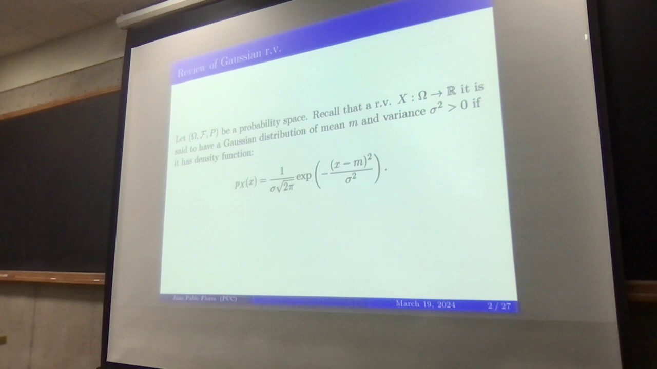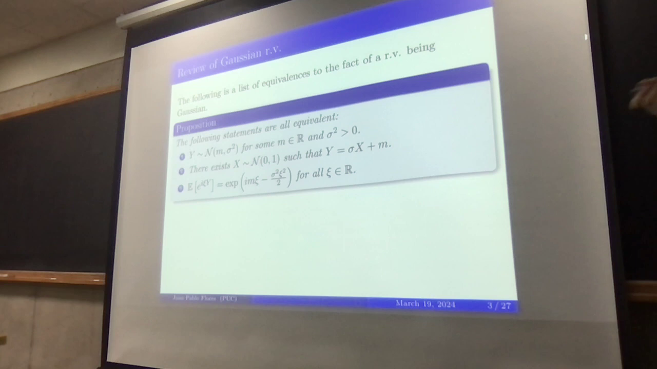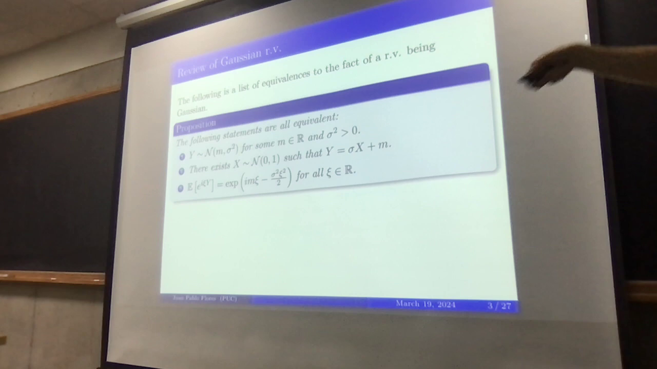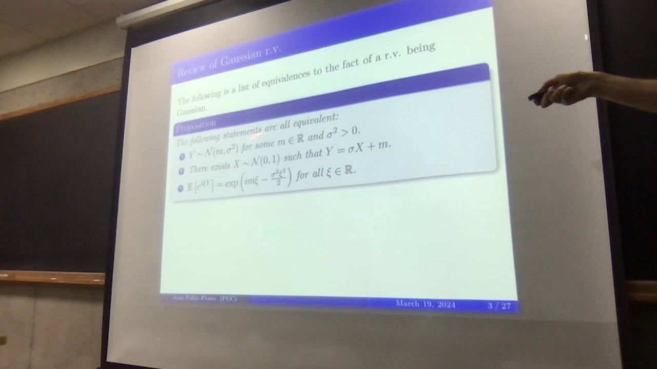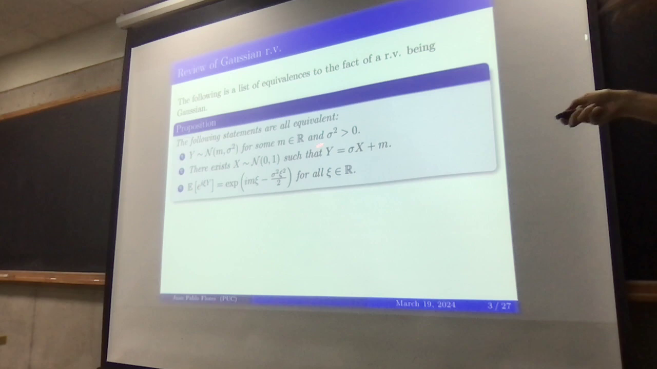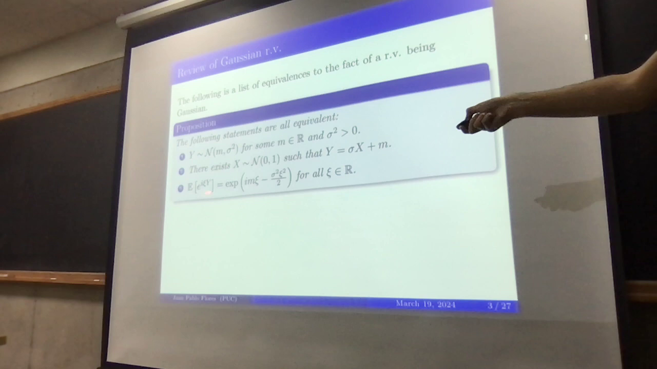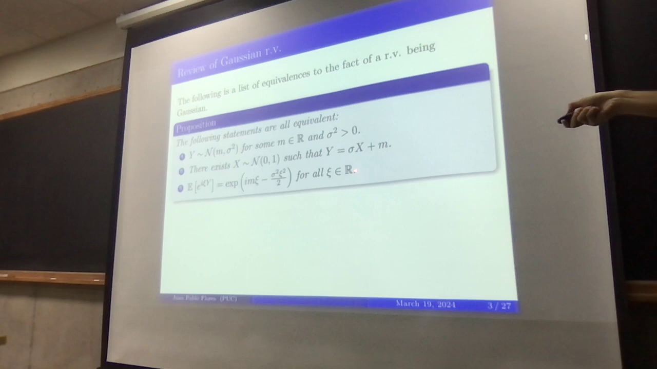It is well known that there are several statements that are equivalent to being Gaussian. The first is that if we start with a Gaussian Y that has mean m and variance sigma squared, there exists also a standard Gaussian X such that we can write Y as sigma X plus the mean m. This is also equivalent to having a characteristic function of this form. So, from here to here, it is only a computation, and from here to here, we need to use that the characteristic function characterizes the distribution of a random variable.